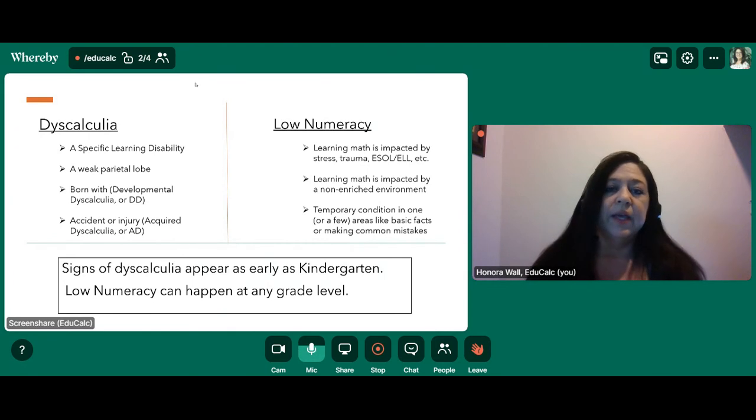Low numeracy can come from any number of outside issues. If there are stresses or traumas, or a student changes school quite a bit, or if they're learning a new language and also learning math within the new language, these can all impact our success in math class. If we come from an environment that isn't very rich in numeracy or literacy, then we can have a poor foundation. But low numeracy is a temporary condition, and it shows up in one or two areas or through making common mistakes. But it's not as widespread throughout all of math the way dyscalculia is. Signs of dyscalculia can appear as early as kindergarten. Low numeracy can happen at any grade level.